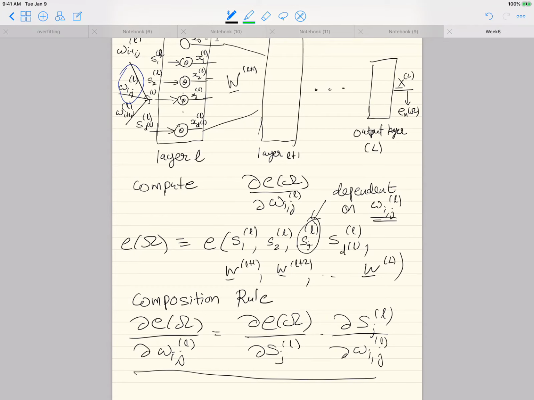Okay, so question. Out of these two terms, which one is easy to calculate? Which one is very easy? Out of these two terms, one is immediate, the other is non-trivial. So which of these two terms is very easy to calculate? The second one. We'll see the second one is very easy. The first term is difficult, and we will develop a backpropagation algorithm that computes this.